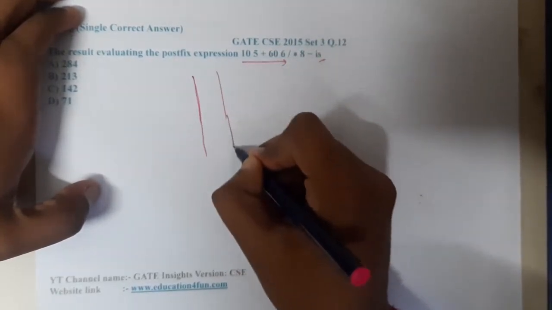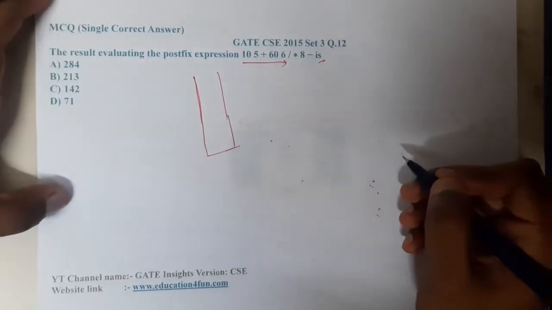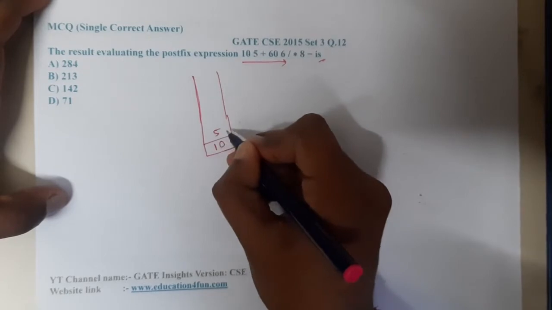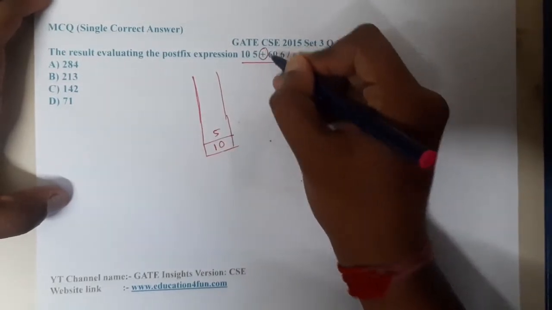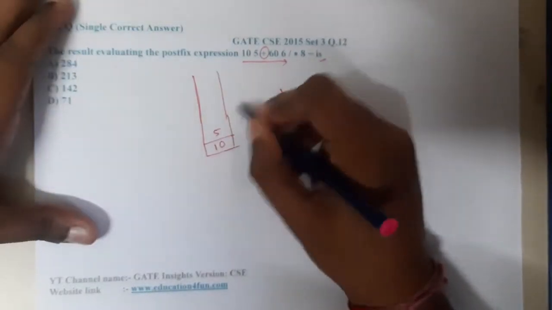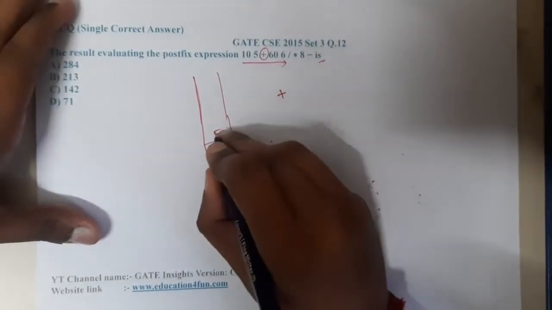Let us start pushing the values. The first value is 10. You will push it. After that you got a 5. You will push it. After that we got a plus. Whenever you encounter an operator, you will pop out the two topmost elements. So 5 will be on which side?